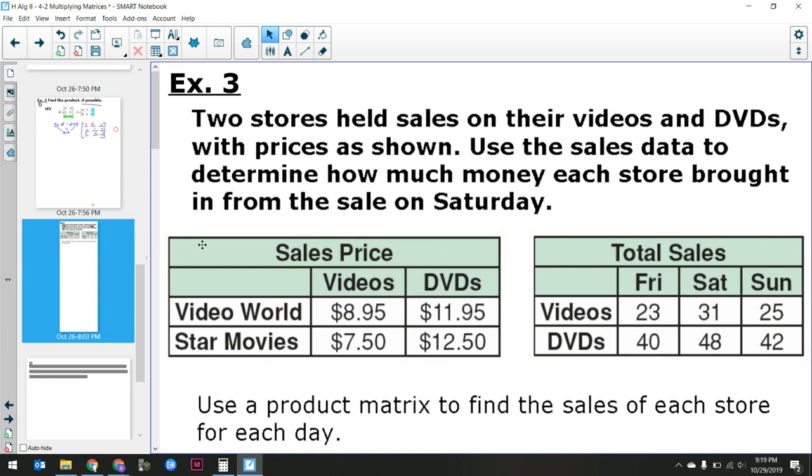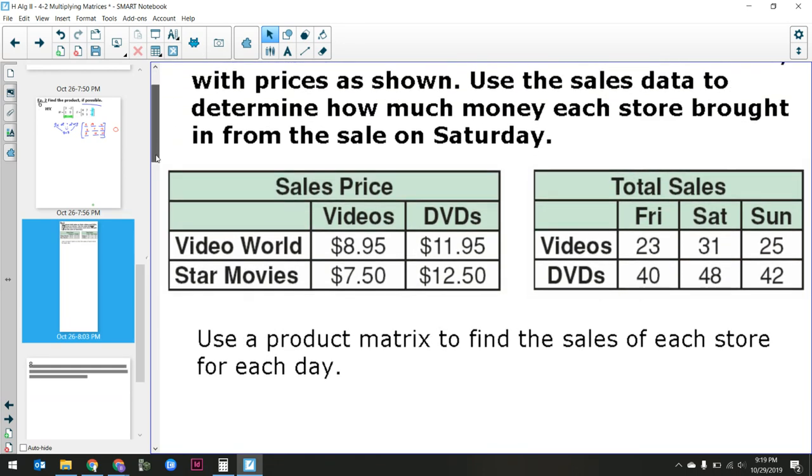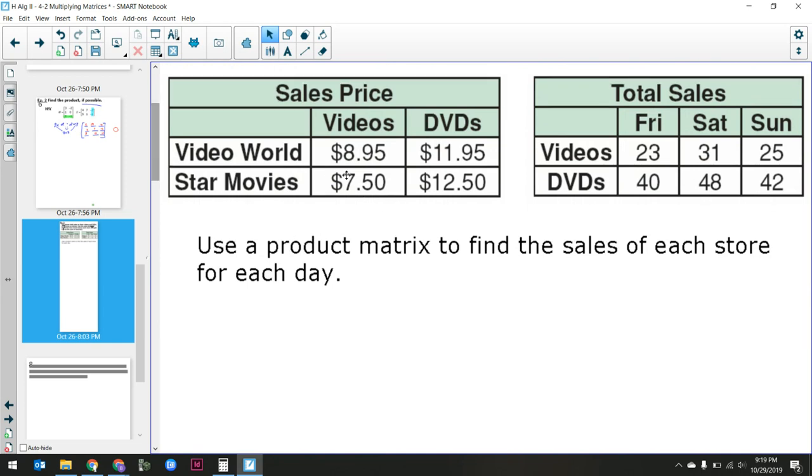All right. 2 stores held sales on their videos and DVDs with prices as shown. Use the sales data to determine how much money each store brought in from the sale on Saturday. Basically, I'm going to use a matrix product to find the sales of each store on each given day.